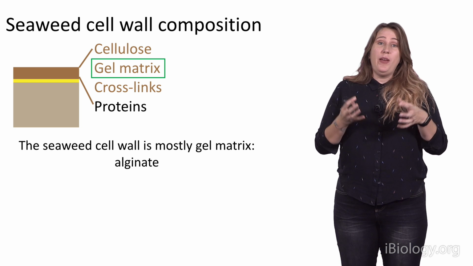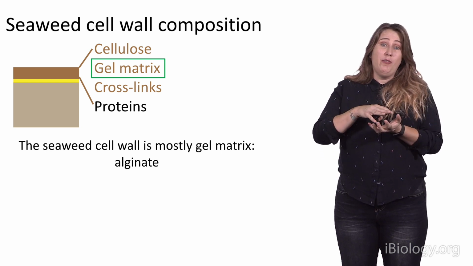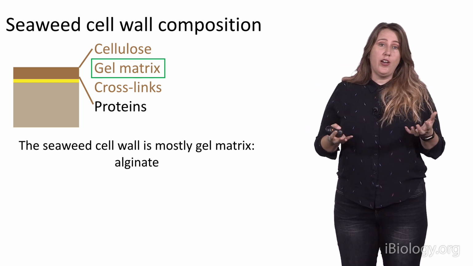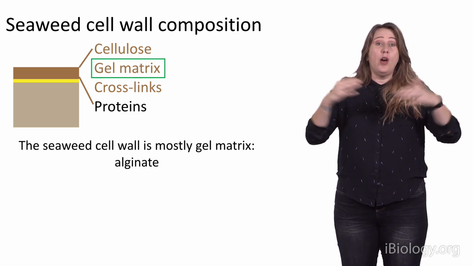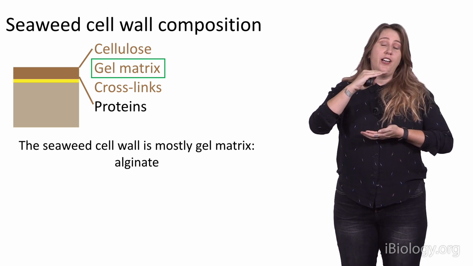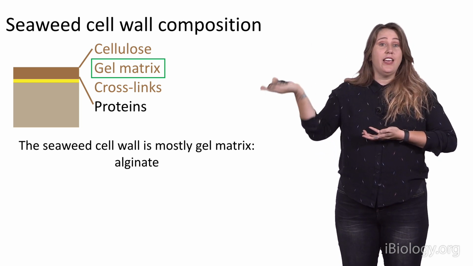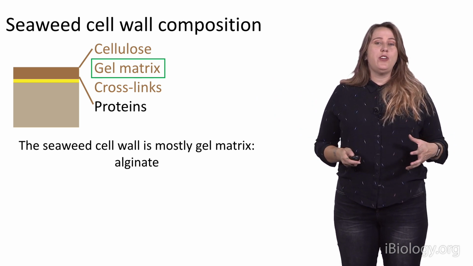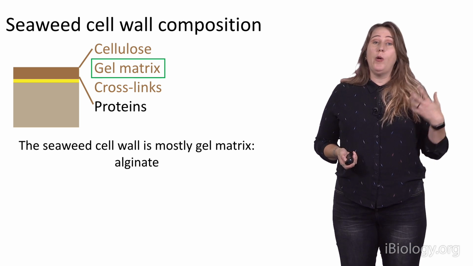If you think about it, for a cell wall to be made of gel but still be pretty strong, the way that seaweeds have done this is by making really thick cell walls. So you have more material, it's stronger without having necessarily stronger components. It also might serve as a really good buffer against anything external, like the seawater that they live in. So we have this gel matrix, it's mostly made of alginate. Well, what is alginate?